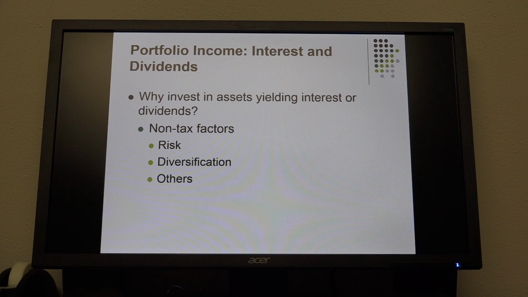So the question here is, why would you invest in assets yielding interest or dividends? Some of the non-tax factors are the risk involved, diversification. I'm not real big on this stuff, but if you want to look at that in the book, that's fine.